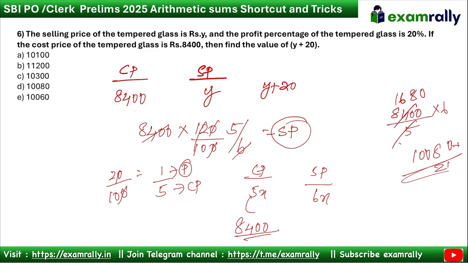y plus 20 means that is equal to 10,100. Okay, 120% means we will get its selling price, that is 10,100. See, both options are given. They have asked to find out y plus 20. Okay.